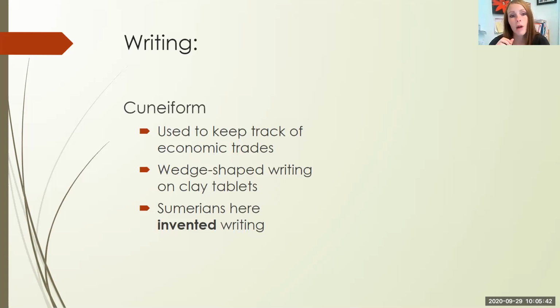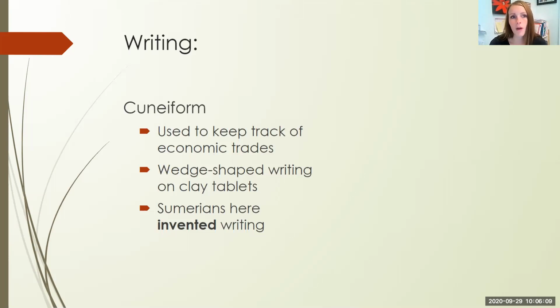So they developed writing in order to keep track of when they were trading their goods to each other. What the writing looks like is wedge-shaped writing on clay tablets, and the Sumerians, who were the name of people who were from Mesopotamia, they invented writing. So they are the ones who are credited with inventing writing. They are the first ones to write.